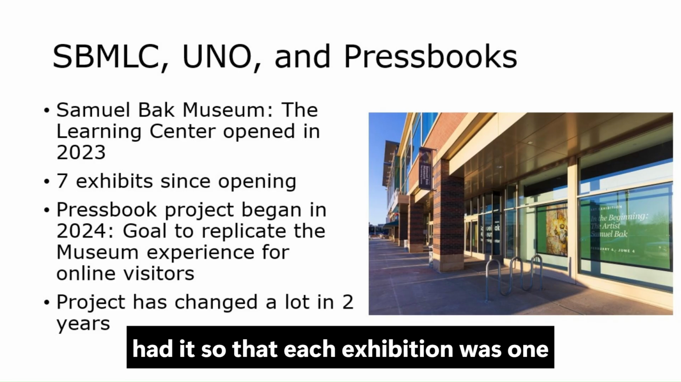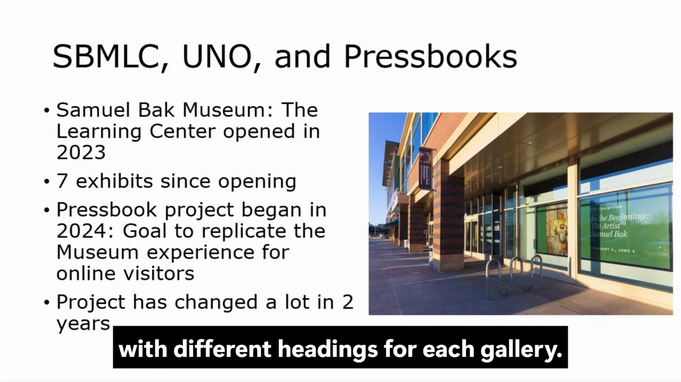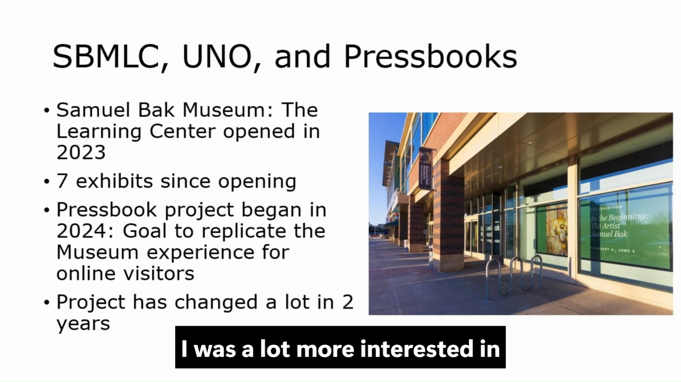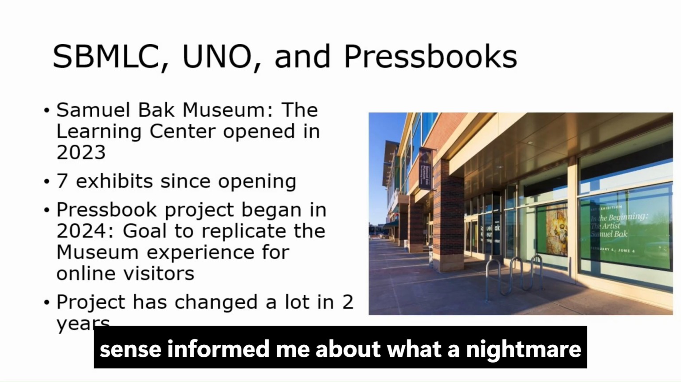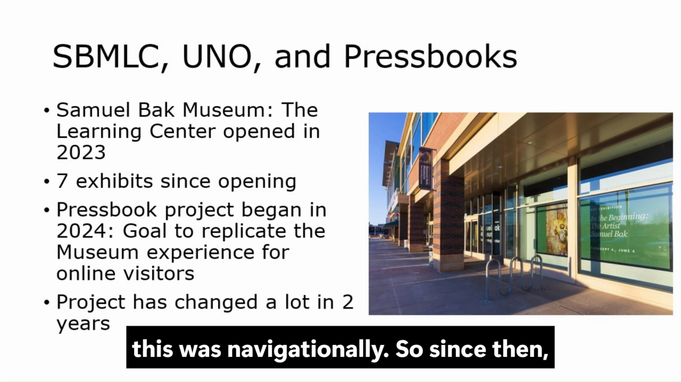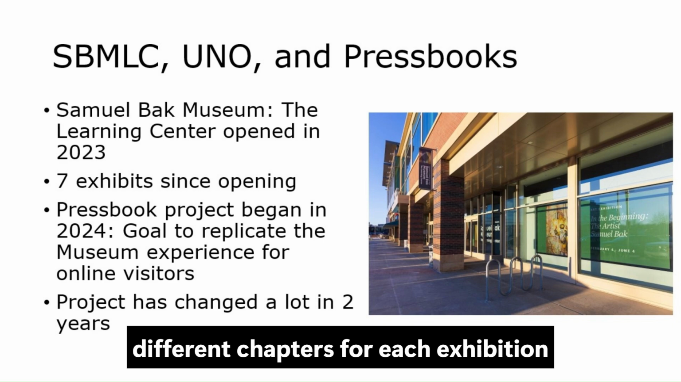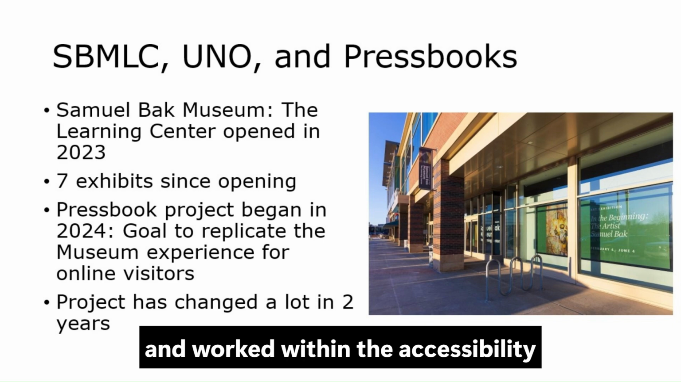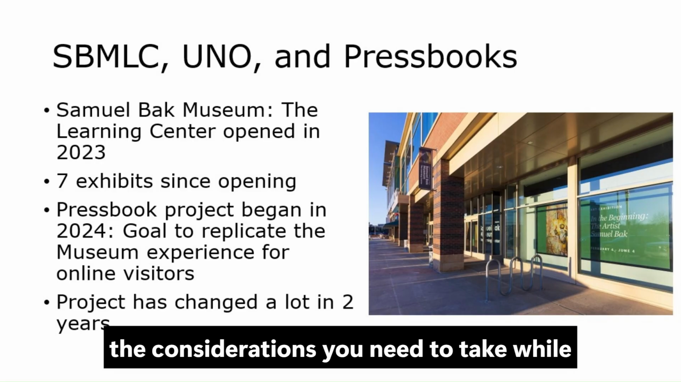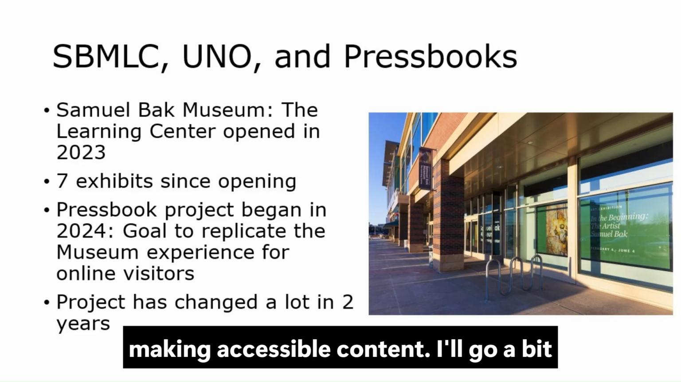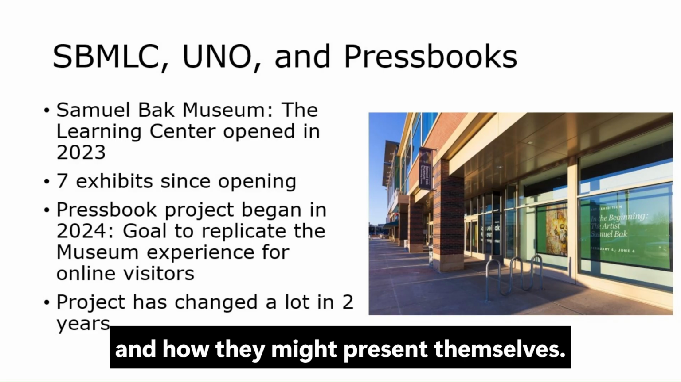Originally, I had it so that each exhibition was one long chapter, just a huge, long document with different headings for each gallery. I was a lot more interested in succinctness than presentation at the time. Thankfully, some people with better sense informed me about what a nightmare this was navigationally. So since then, I've consolidated this work into different chapters for each exhibition, and worked within the accessibility framework that the program provides. I've also been able to learn quite a bit about the considerations you need to take while making accessible content. I'll go a bit more into some of those considerations and how they might present themselves.